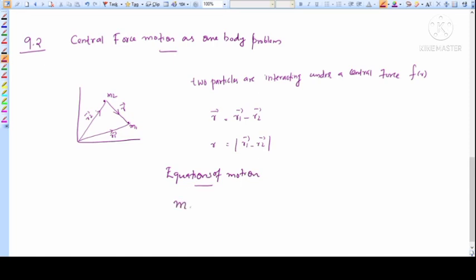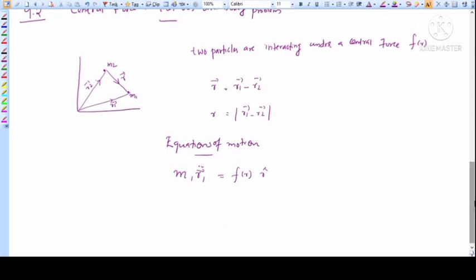Equations of motion. For m1, the position vector is r1. Therefore, m1 r1 double dot is equal to, what is that? F of r into r cap. And what is r cap? This is r, and this is the direction of r cap. So this is the equation of motion for m1. m1 into the acceleration will be r1 double dot. The position vector is r1, therefore the velocity will be r dot, and r double dot will be the acceleration. It is equal to F of r into r cap.